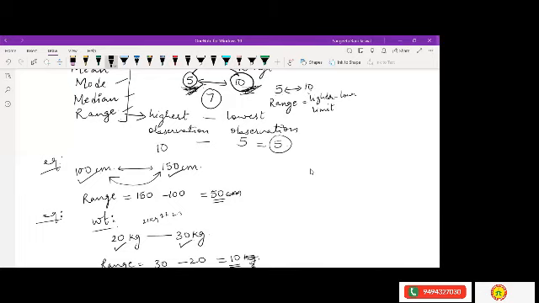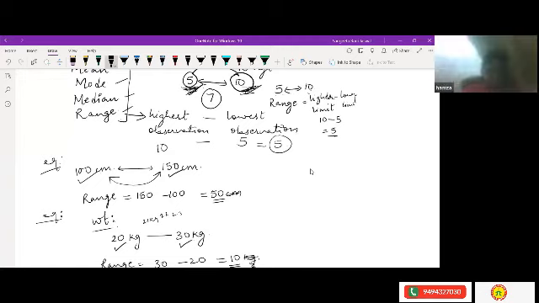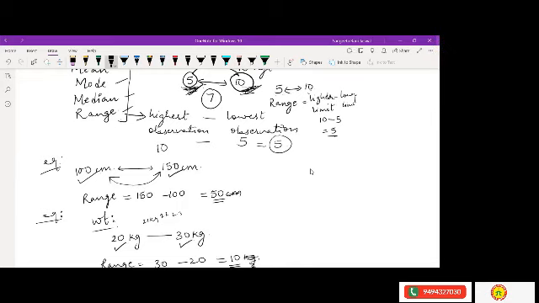So the higher limit was 10, the lower limit is 5. So 10 minus 5 is 5. Yes, got it? Yes, ma'am. Charvik, did you understand? Yes, ma'am.